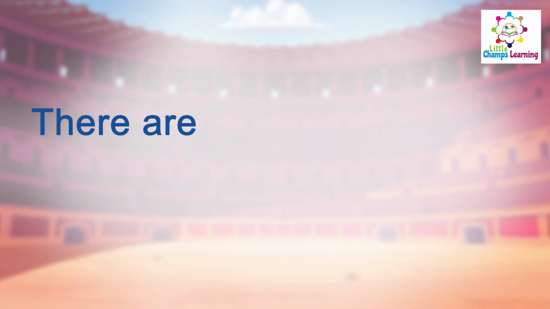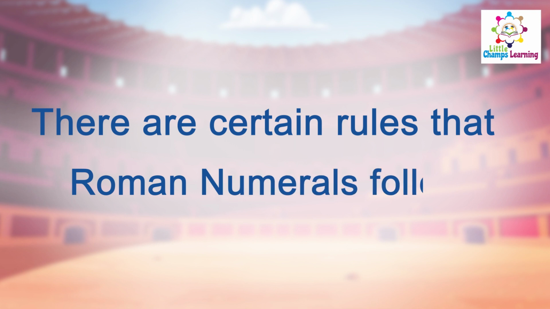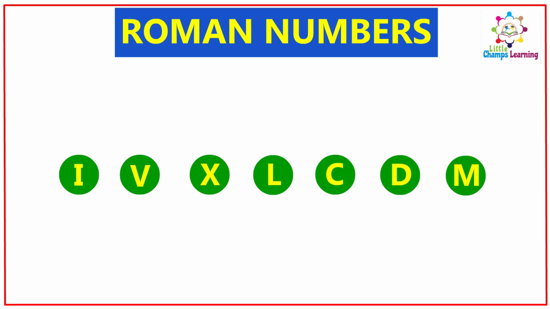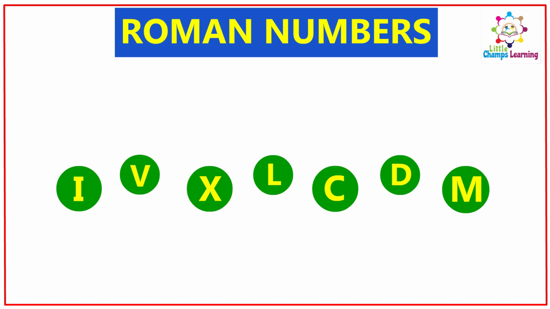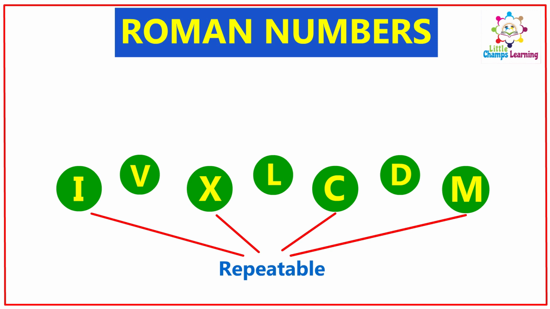Now there are certain rules which Roman numerals follow, so let's look at them. So you have I, V, X, L, C, D, M. Now here I, X, C, M are the 4 symbols out of 7 which can repeat themselves. So I, X, C, M can repeat themselves, and if repeating, then a maximum of 3 times. Please write down: I, X, C, M can repeat themselves.